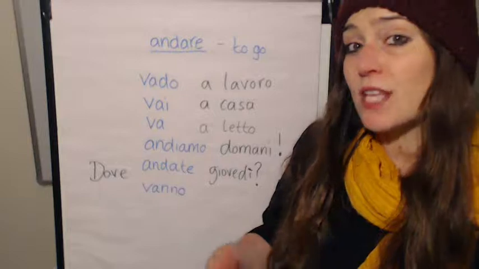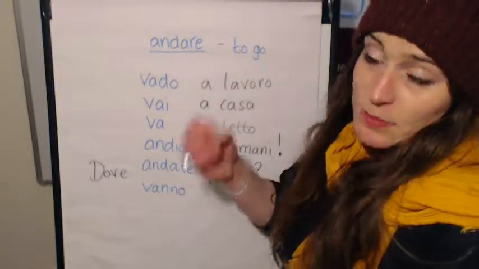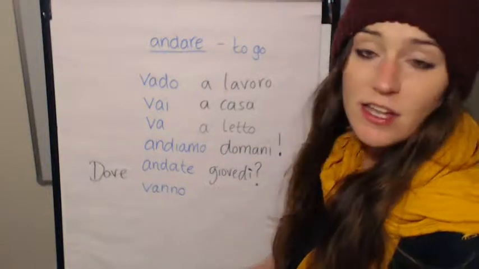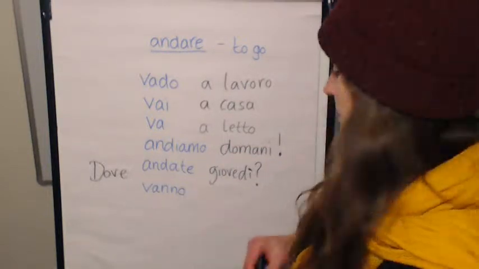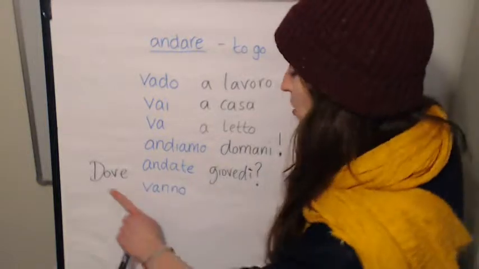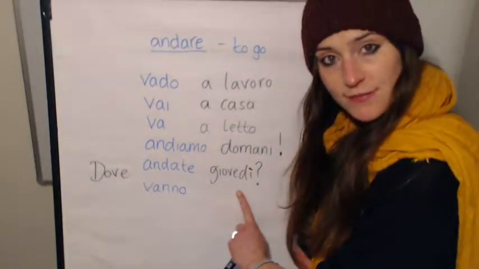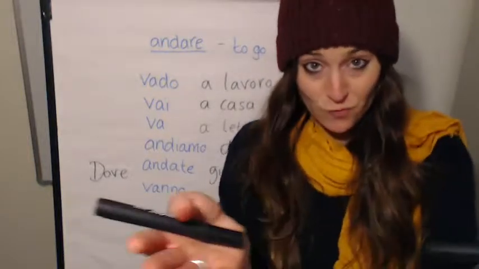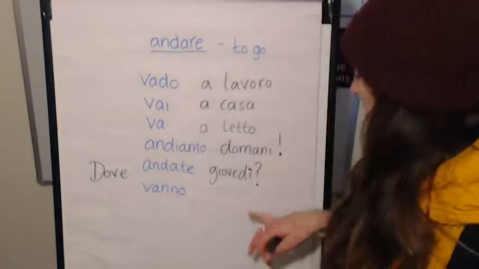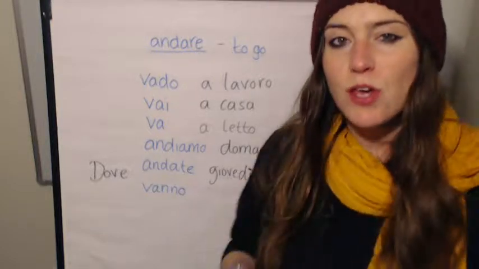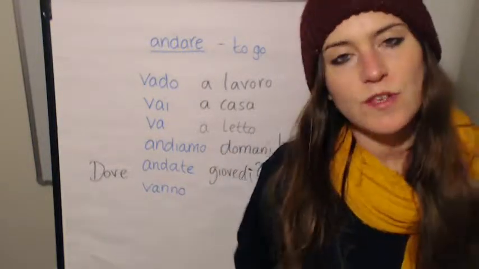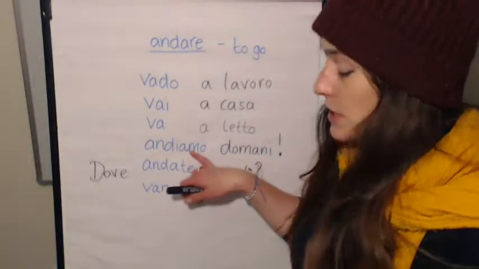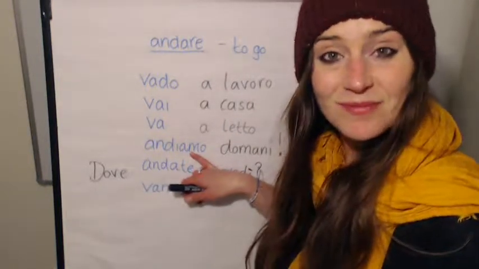And that's the same also for languages. So names of countries have capitals, languages, Italiano, Francese, etc. Just lowercase. So the question, dove andate giovedì? So I could be asking all of you that. Gli studenti, voi, dove andate giovedì? Where are you going on Thursday? So if you had like a plan of where you're going, you could answer andiamo a scuola.